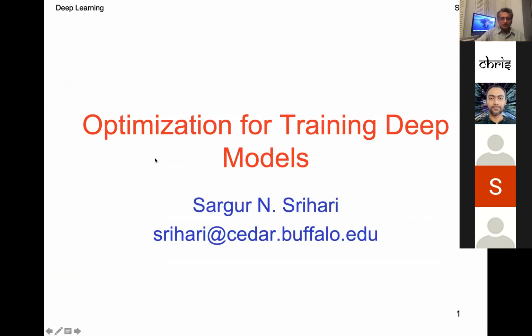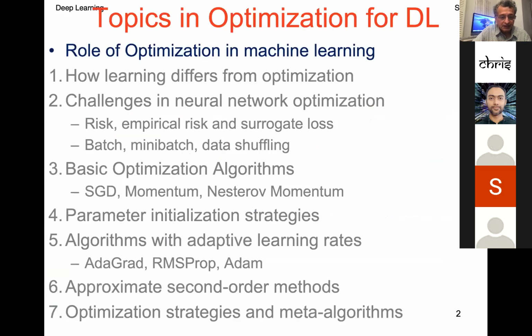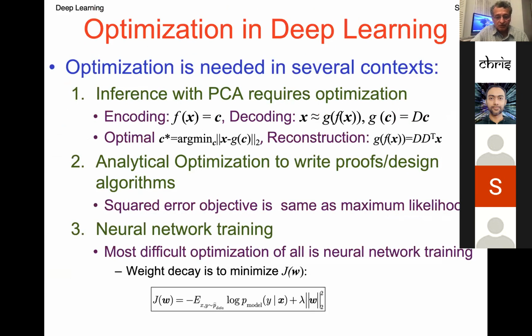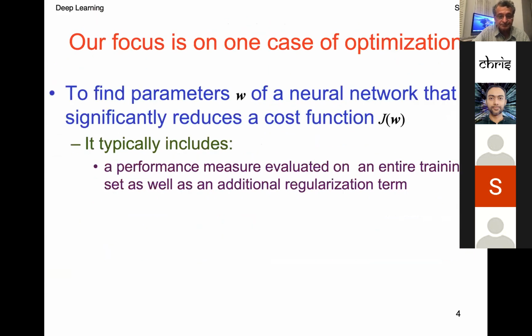Okay, so we are on the topic of optimization for training deep models. We have a number of topics to cover, and we'll cover algorithms like AdaGrad, RMSProp, Adam optimizer, and so on. Optimization is complex for neural networks, more difficult than in other areas of machine learning where we encounter optimization.